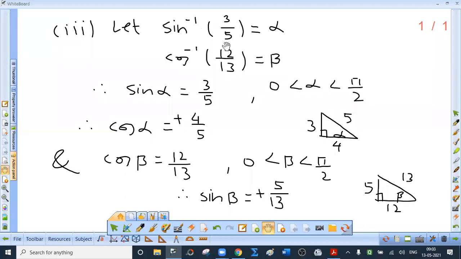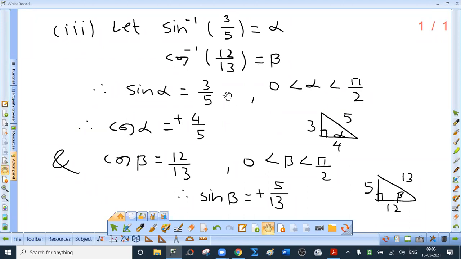Let sine inverse 3 upon 5 be alpha and cos inverse 12 by 13 be beta. So sine alpha is 3 by 5. Clearly alpha lies in the first quadrant. For sine inverse, what is the range? Minus pi by 2 to pi by 2, right? But as this ratio is positive, clearly the angle lies in the first quadrant.